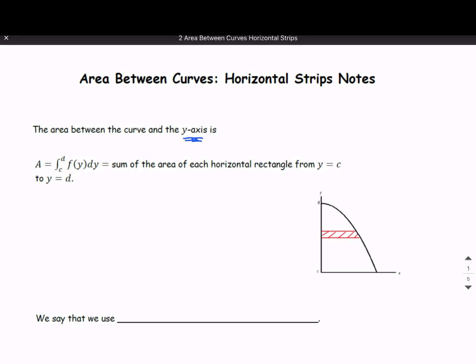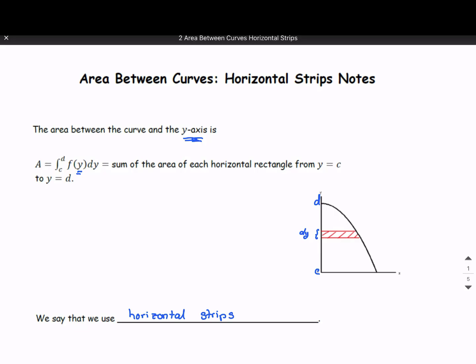So what we say is that the area is the integral from c to d of the function in terms of y, dy. And it's the sum of each area of these horizontal strips, where the change there is dy, just like delta y, okay? And these are the horizontal strips. So it's just like when we did with the x's, only now everything's going to be in terms of y.